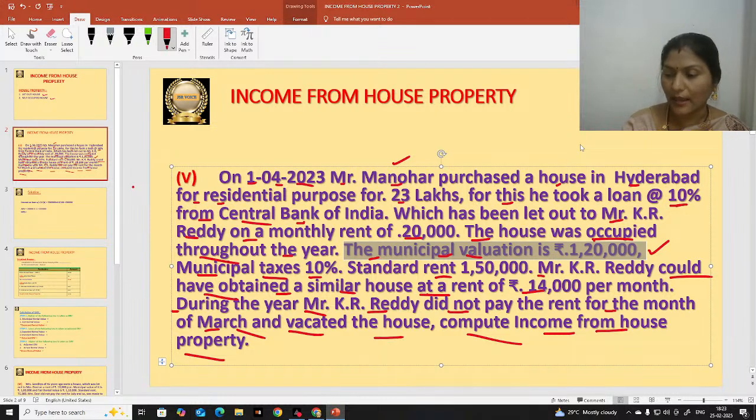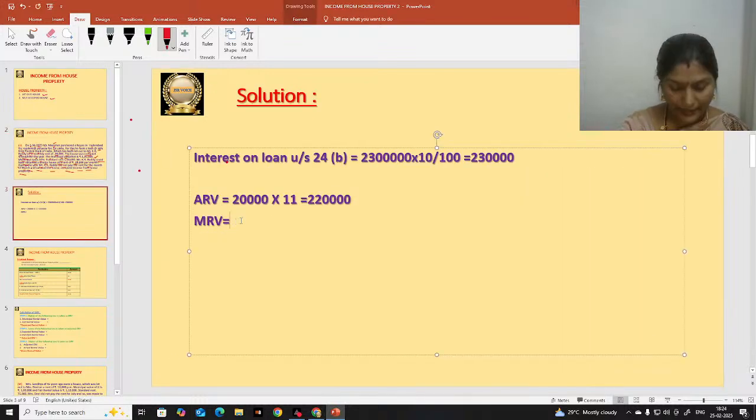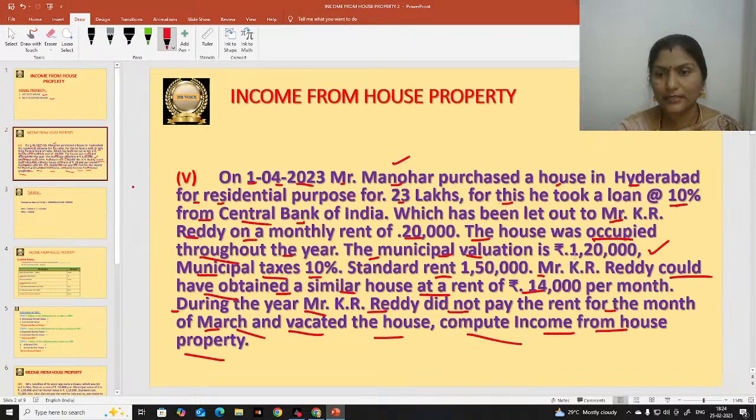Again we should not multiply that by 12. So let us take 1,20,000. That is MRV for full 1 year. Always ARV, MRV, SRV, these all should be taken for 1 year. Okay, so MRV is 1,20,000. Let us go to our question and see again.